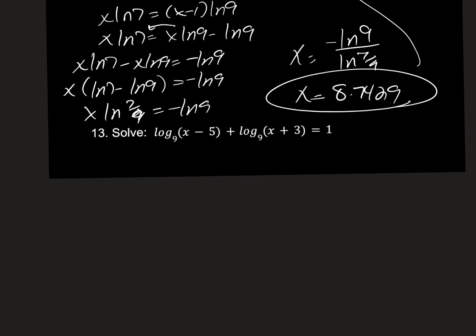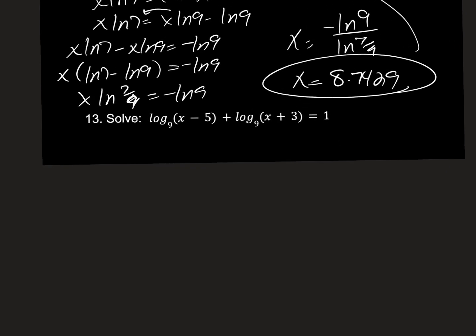Looks like 13 is the last one. More logs. This is like a big log review test. So this has log addition. Remember, you can't add logs. What you do instead, you multiply them. So I'm going to do FOIL here. If I do (x minus 5) times (x plus 3), I get x squared minus 2x minus 15. That equals 1. Now, because I have 1 log, I'm going to do 9 to that power equals that.